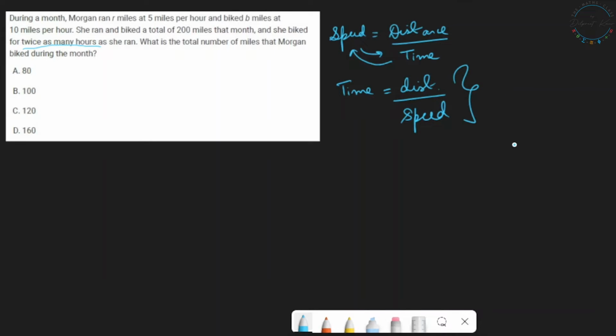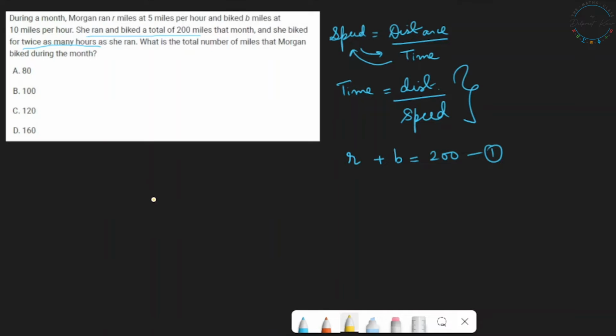Now, what is the condition? I see a very basic thing: she ran and biked a total of 200 miles that month. This is the sum of two distances, right? So let us take R as the distance where she ran, and B as the distance where she biked. Now R plus B is given to us as 200. So this is my first equation, correct?